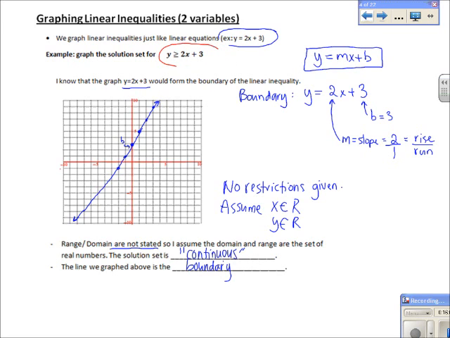We drew the boundary line as the line y equals 2x plus 3, and now we have to decide which half plane to shade. I see that my linear inequality says y is greater than, so I'm going to shade above the line. So everything to the left of the line here, above the line.